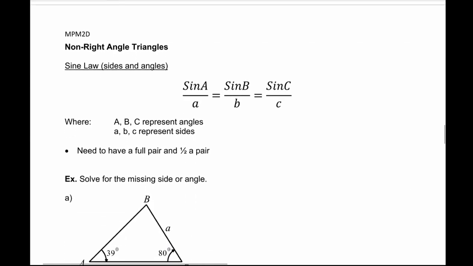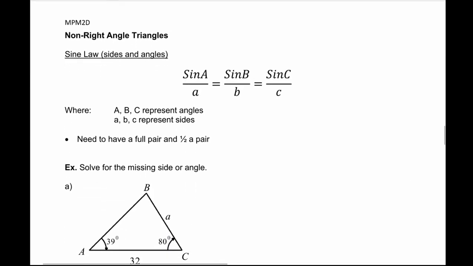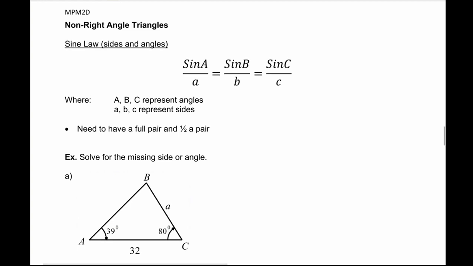Moving away from right angle triangles, we are going to be looking at non-right angle triangles. For non-right angle triangles, there's two laws that you could be using. The first law that we're going to look at is the Sine Law. For Sine Law, we're looking at solving for sides and angles. There's one formula that you can use because it doesn't really change, and that is sine A over little a equals sine B over little b equals sine C over little c.